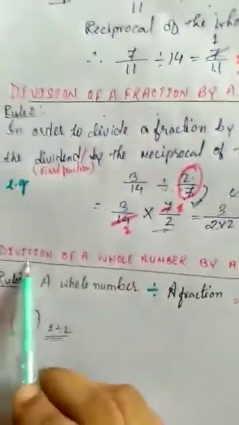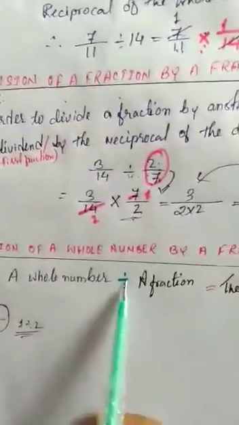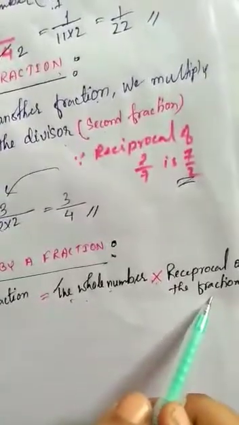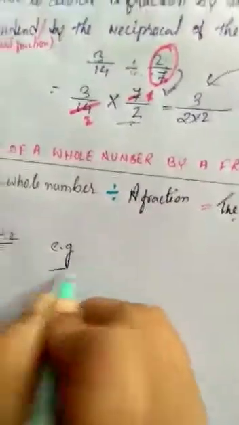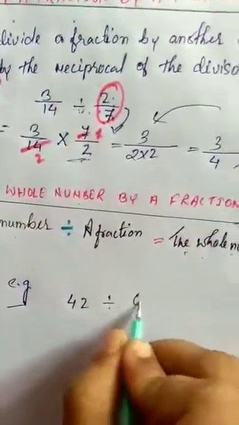All right, now let's do the division of a whole number by a fraction. Number 3, a whole number divided by a fraction: we get the whole number into the reciprocal of the fraction. Okay, children, see here, suppose a whole number, for example 42, is divided by a fraction 6 by 7.